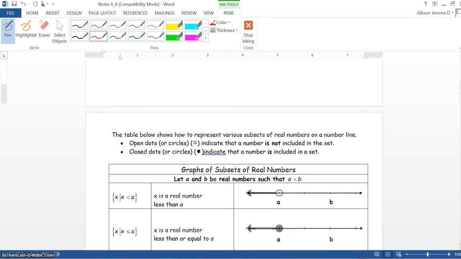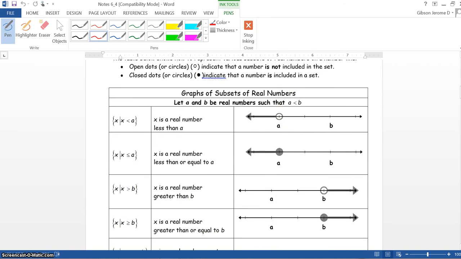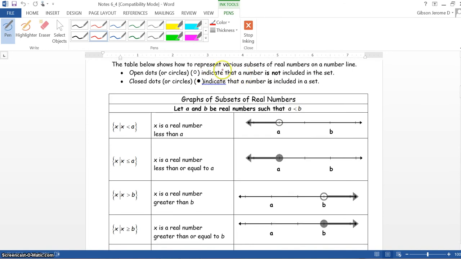Now, I want to look at this table below. It says here, the table below shows how to represent various subsets of real numbers on a number line. Open dots or circles indicate that a number is not included in the set. Closed dots or circles indicate that a number is included in the set. Graphs of subsets of real numbers.